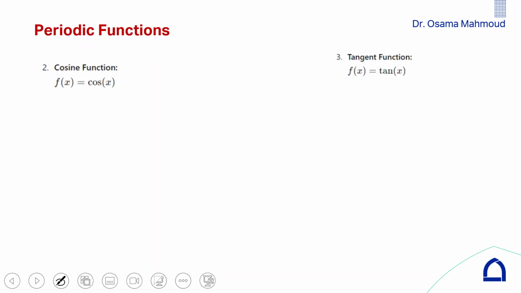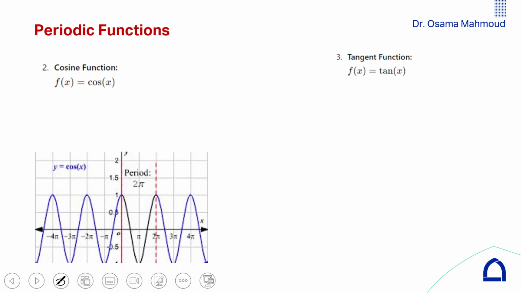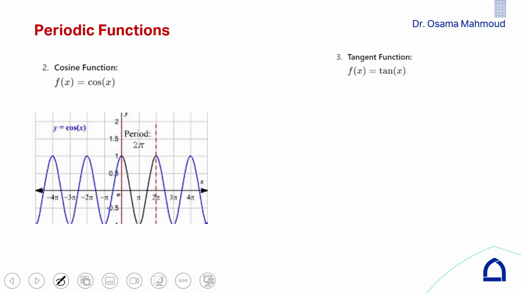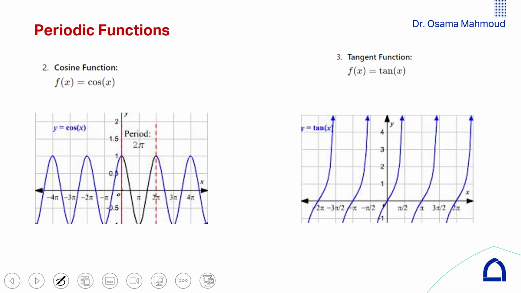Now the cosine, if you graph the cosine, you will see also the period from 0 to 2 pi. You have a repetition for this graph every 2 pi. What about tan x? Tan x has a period pi only because it repeats every pi, right? So the period here is 2 pi for the cosine and sine. The period for tan is pi.